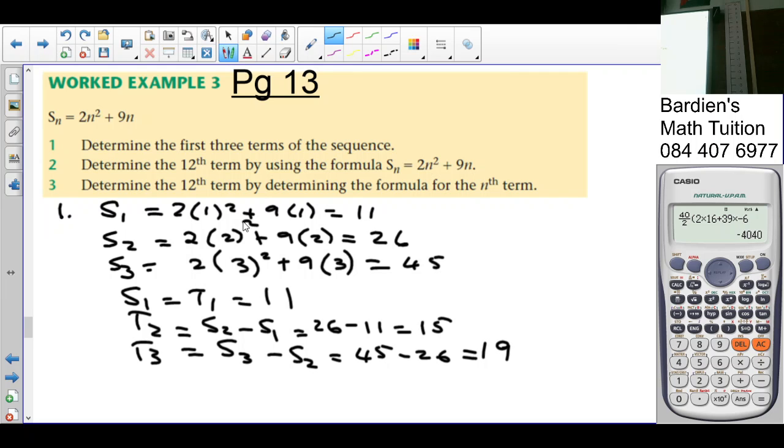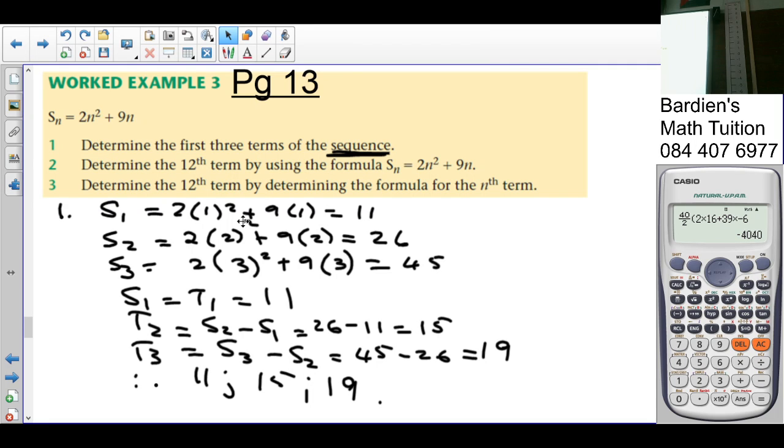Determine the first three terms of the sequence. So what are the first three terms? 11. Is it the sequence or the series? Sequence. So what must I have? Semicolons or plus signs? Semicolons. So it's going to be 11; 15; 19. You all understand? Is anybody confused? Any questions?